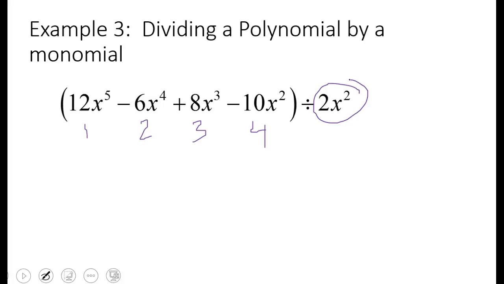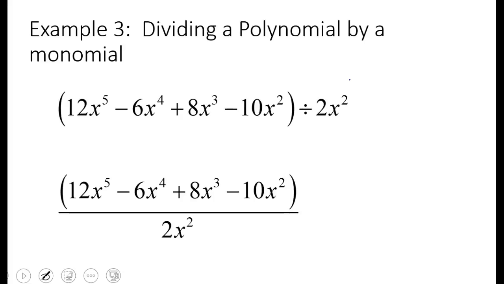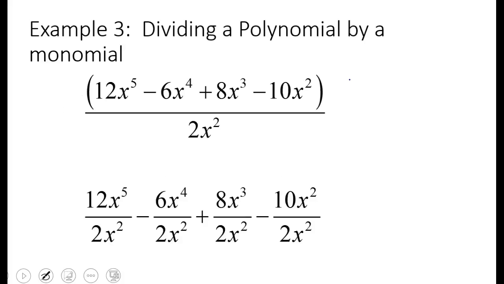So again, I'm going to rewrite my problem as a fraction. I've rewritten this as a fraction, and then I'm going to take that fraction, and this time I'm going to get 4 separate fractions because there were 4 terms. So the 12x to the 5th becomes that term, and notice they're all over 2x squared. I haven't tried to jump ahead and simplify. I'm writing down every step. I recommend you do the same.